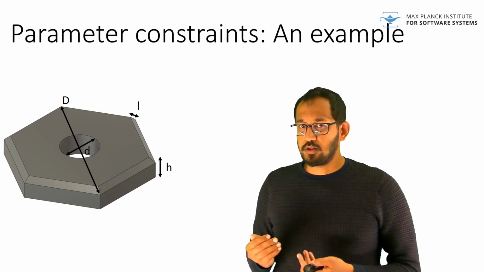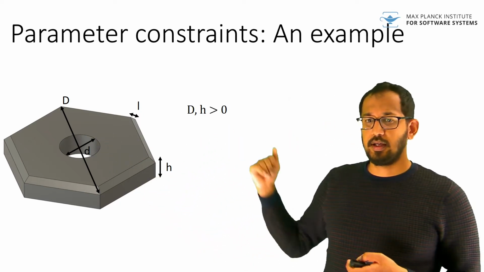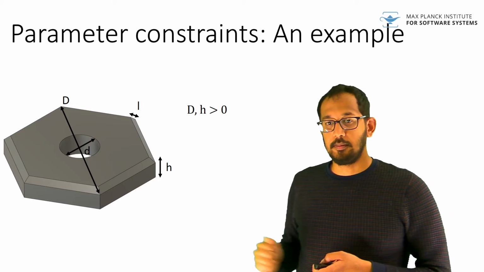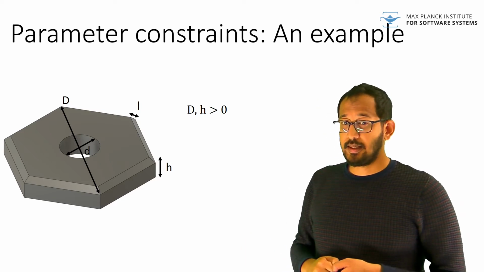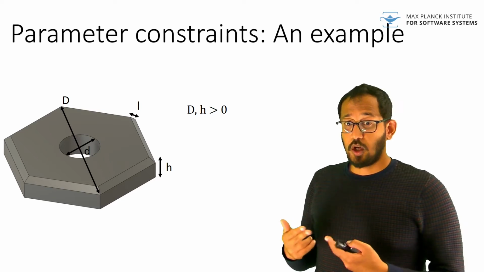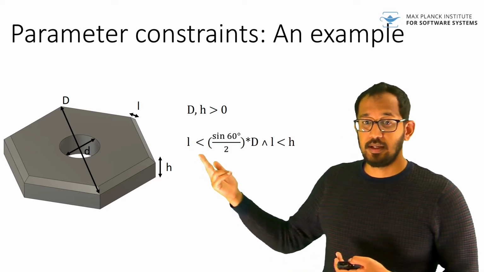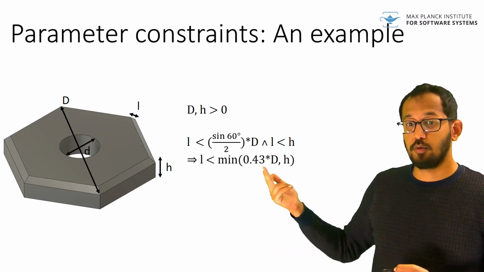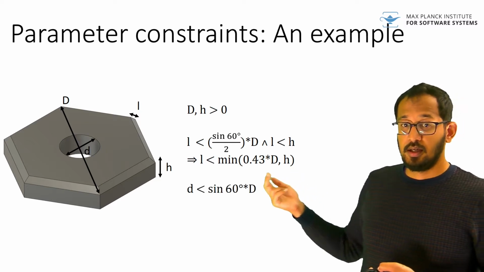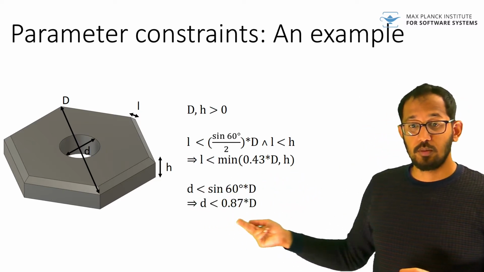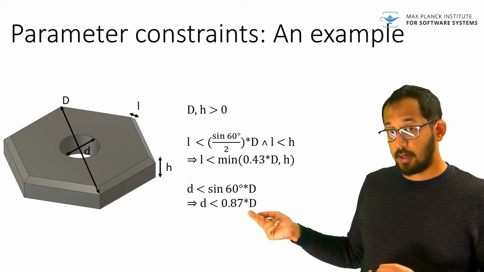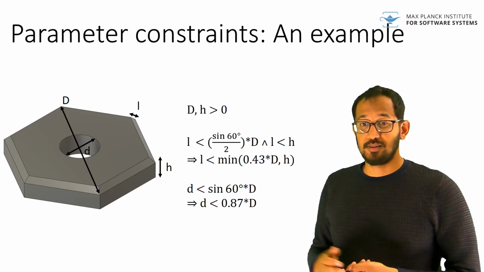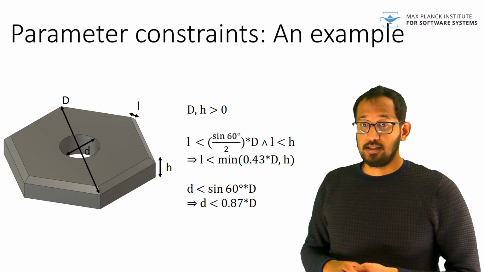Maybe we can do better. So we know that these two should be greater than 0. That's fine. But perhaps we can try to find constraints for l and d. Doing so is a bit challenging. Solving this analytically, we find that l should be less than this and this, which means that l should be less than the minimum of 0.43 times d and H. d should be less than this, which means d should be less than 0.87 times capital D. Clearly, this would eliminate all invalid configurations, but coming up with this is difficult.